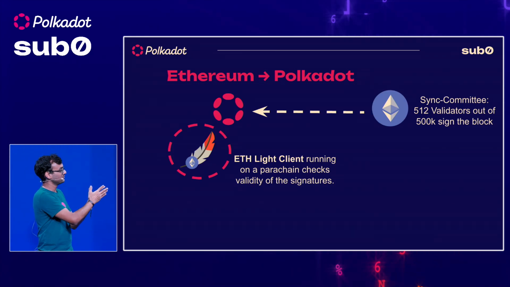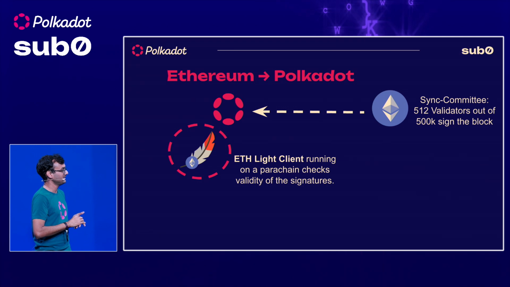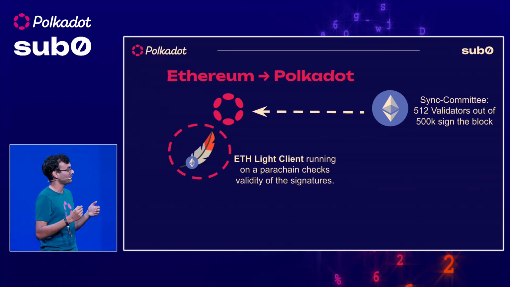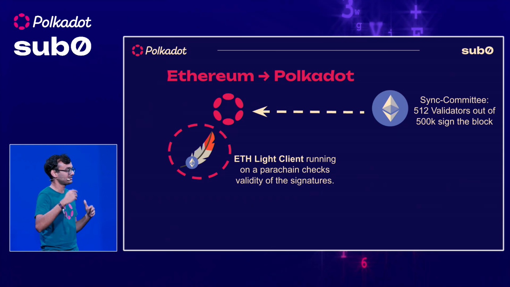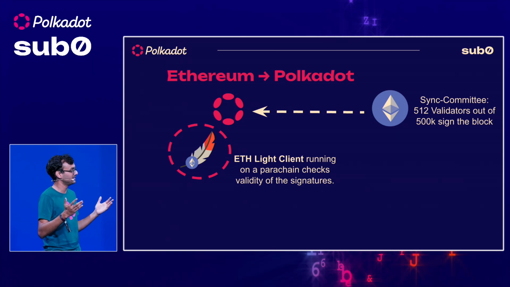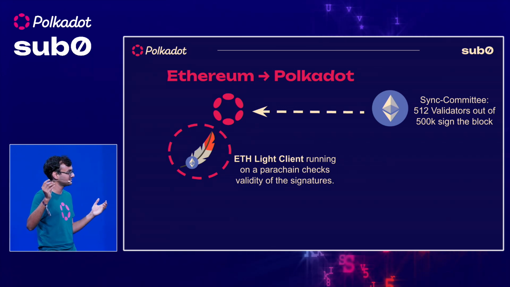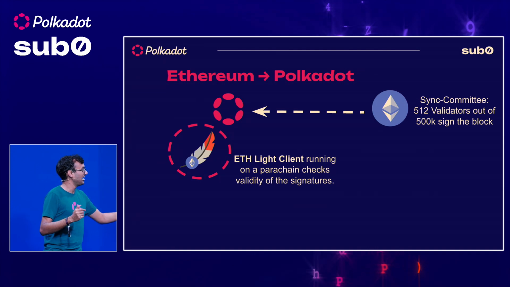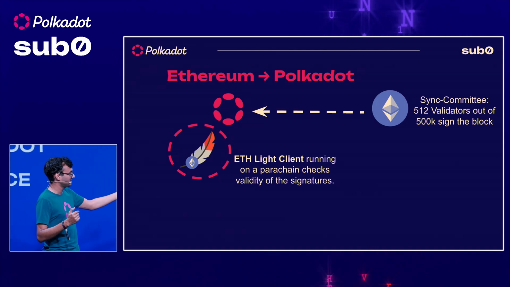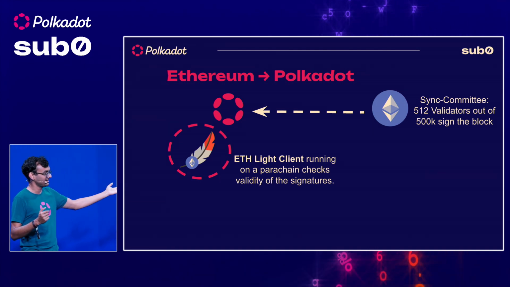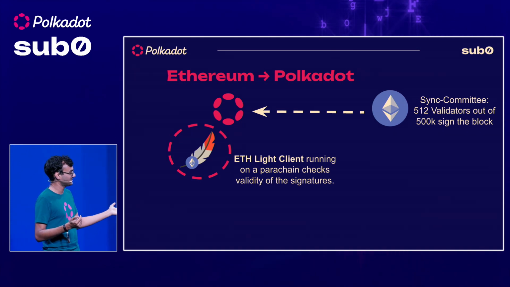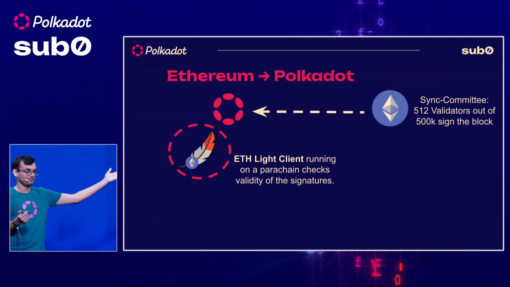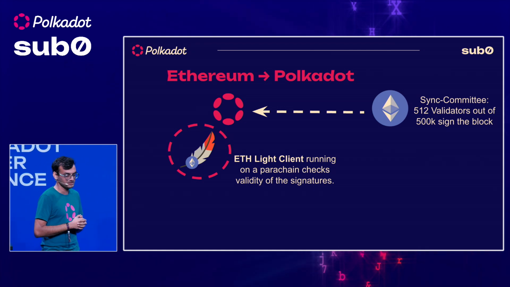That is, Polkadot wants to listen to the finality that's happening on Ethereum, right? So Ethereum has this light client protocol, which is based on sync committees. So it randomly selects 512 validators out of the 500,000 validators to sign the block, right? And we run an Ethereum light client as a parachain on Polkadot, right? So this is really the easier direction because Polkadot is efficient and it's compatible with this light client protocol.